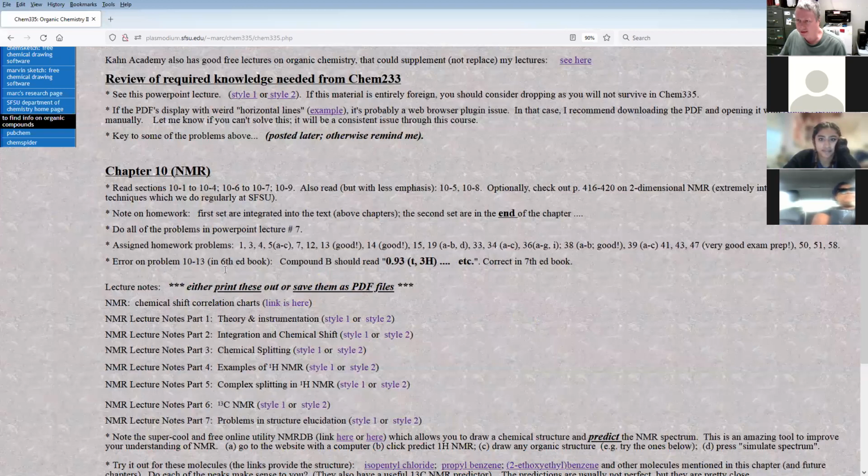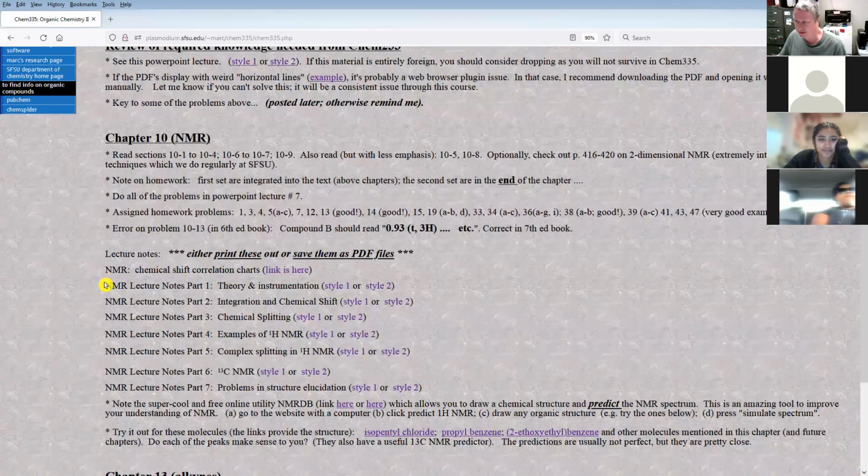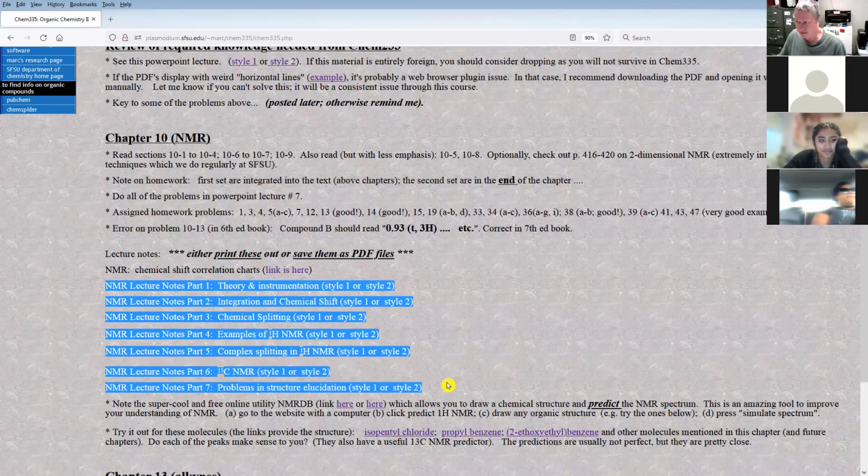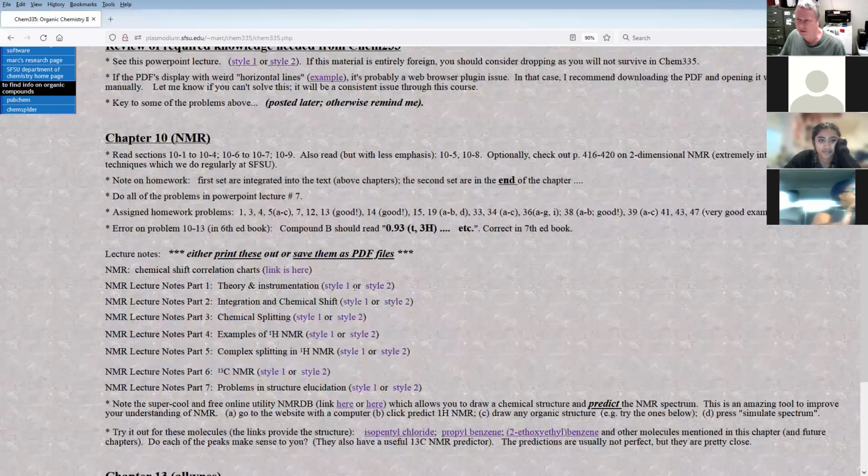Also, chapter 10 has a series of PowerPoints. It says there's 7 of them, but they're not all full course periods. I would just download them all. There's like 2 styles, depending on how you like your PowerPoints. I think style 2 might be what you guys like the most.